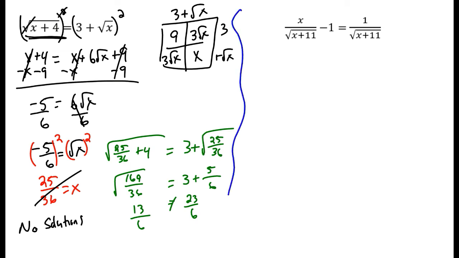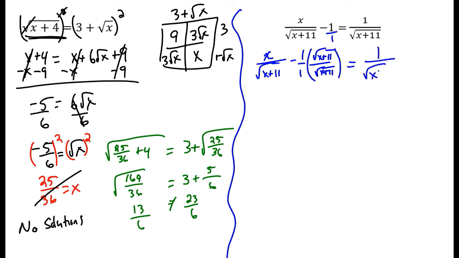The next one kind of combines two ideas together. I have radicals, but those radicals are in the denominator, and I have fractions, so it's kind of one of those rational equations where we get a common denominator. So it appears that everyone needs to have the square root of x plus 11 in the denominator. Well, this term is missing it, so I'm going to multiply it by radical x plus 11 over radical x plus 11. So that way I have a common denominator, equals 1 over radical x plus 11.